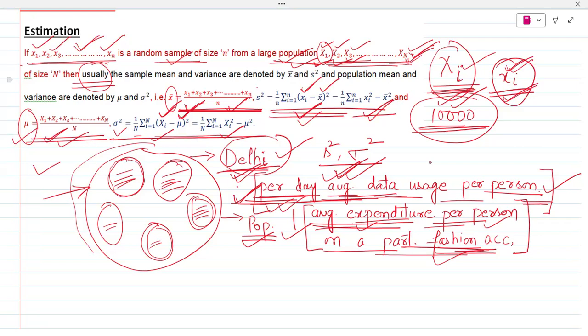Say, in the case of estimating the average expenditure per person, what will capital Xi, or capital X1, be? That will be the expenditure by the first person of Delhi, or whatever the population, who is spending on this accessory. And X2 will be the expenditure of the second person who is spending on this accessory.